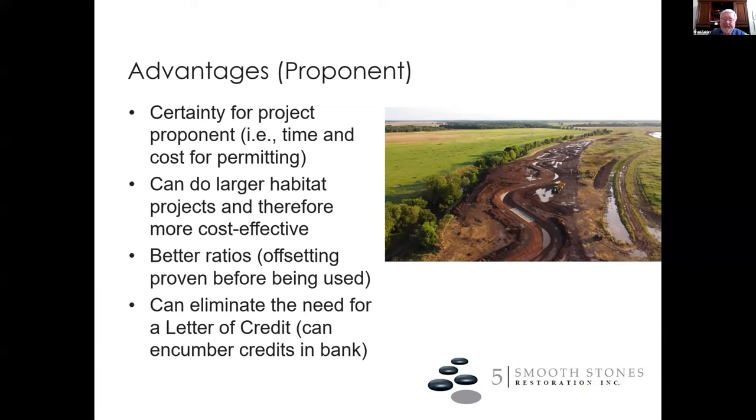So certainty is very valuable to a proponent. You can do larger habitat projects. They're more cost effective. Again, this was mentioned by other speakers. You can sometimes do better on ratios because the offsetting's proven to be working, so sometimes you can negotiate better ratios. The other thing you can do is DFO will entertain the idea of using credits rather than a letter of credit. So you can encumber credits in your bank, which saves you from having to go and get a letter of credit, which is a financial instrument.